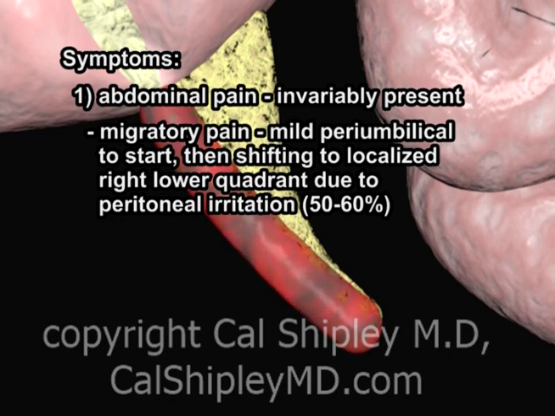Within hours, as the appendiceal inflammation begins to affect the overlying parietal peritoneum, the pain becomes localized in the right lower quadrant. Migratory pain is only described by about 50 to 60% of patients presenting with acute appendicitis, with the remainder presenting with right lower quadrant pain.